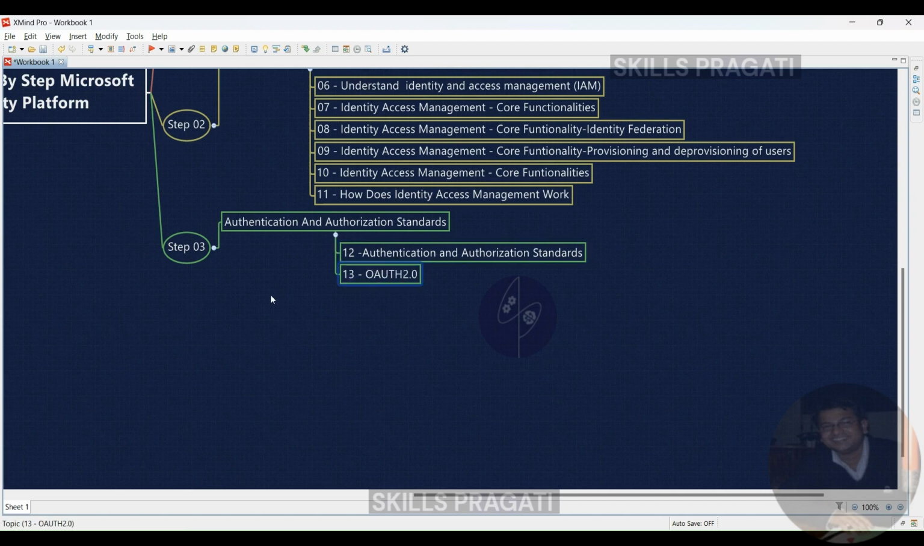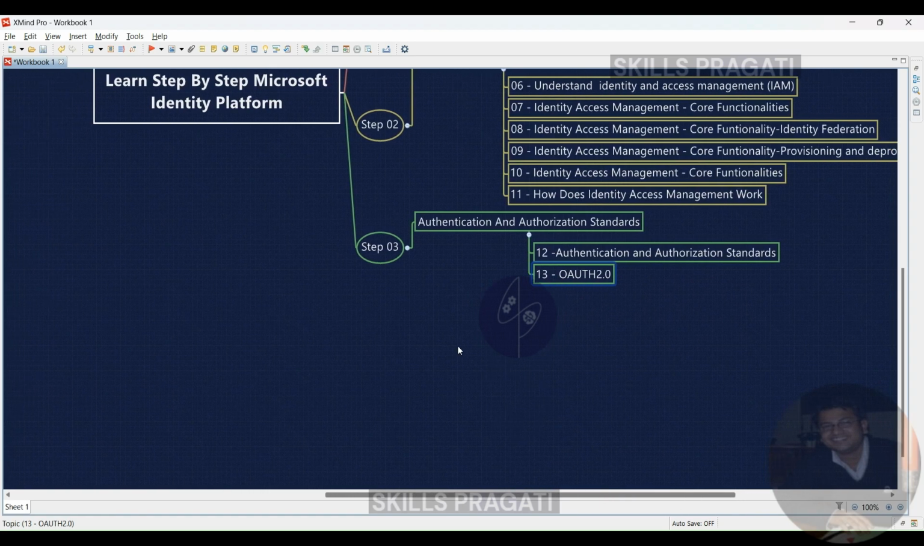OAuth 2.0 is a widely adopted authorization framework used for securing API access and enabling delegated access to resources without sharing credentials. It allows users to grant third-party applications limited access to their resources without exposing their credentials.